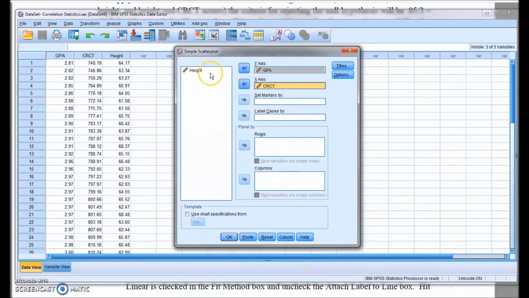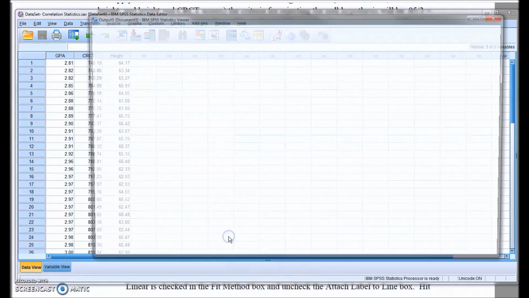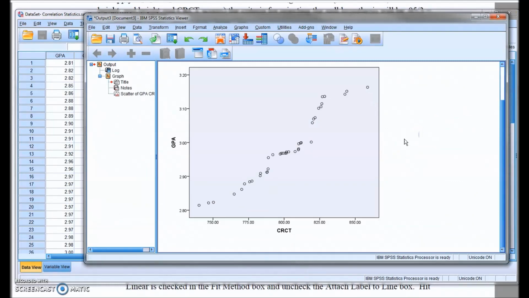And you're going to be wondering, where does the height go? Well, we will create scatter plots with height. Also, we are going to keep switching them and creating the scatter plots. So we'll have three scatter plots. So I'm going to press OK. And here is the scatter plot.